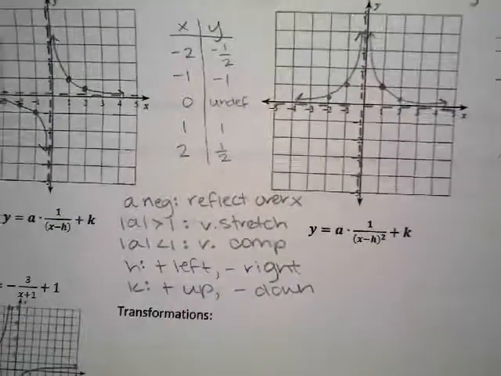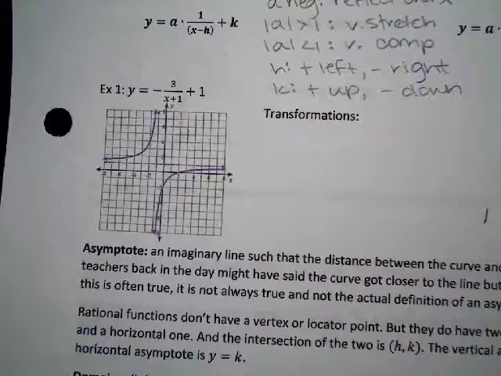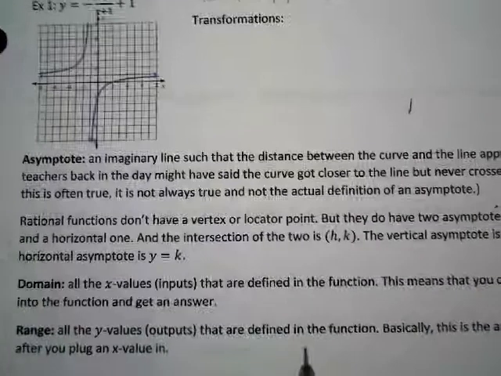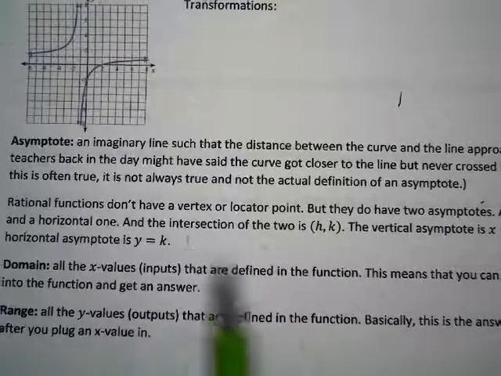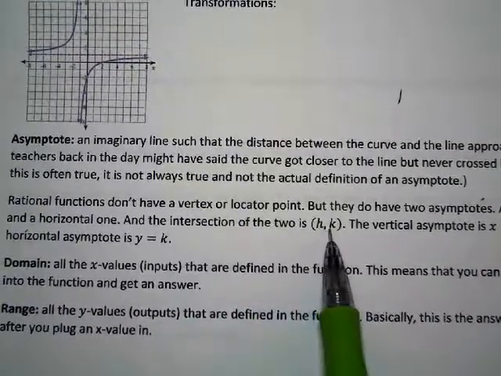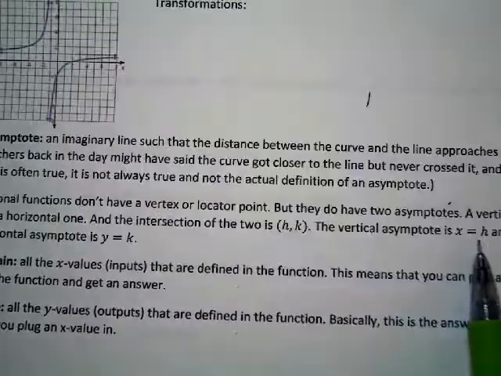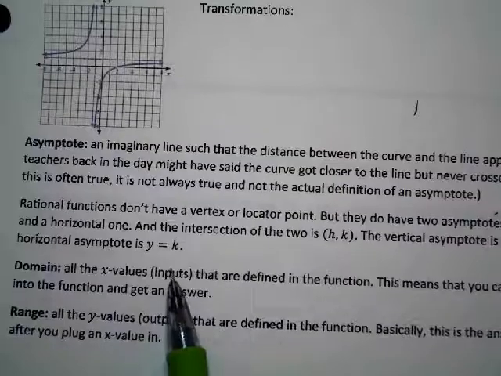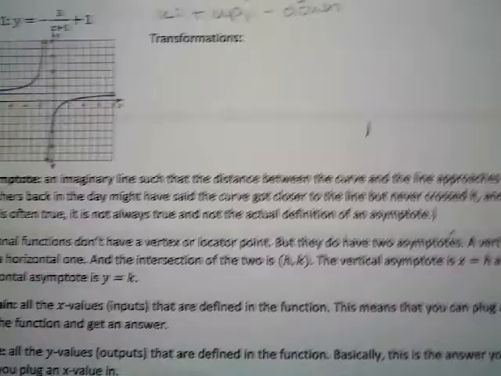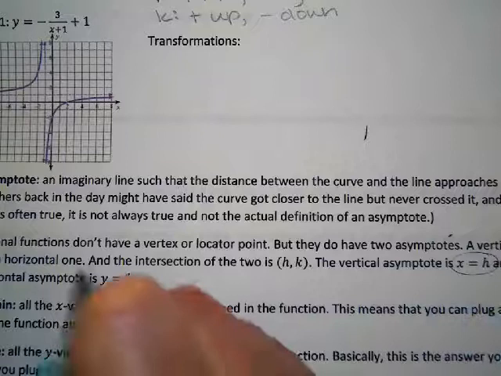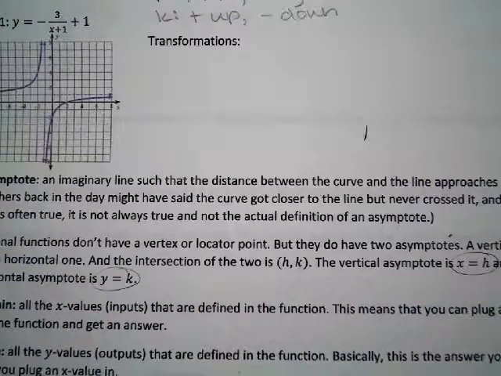All right, rational functions do not have a vertex or locator point, but they do have two asymptotes. They have a vertical and a horizontal one. The intersection of the two is the (h, k) that we're used to. So that's where the (0, 0) is, the intersection of that vertical and horizontal asymptote. The vertical asymptote is x equals h. The horizontal asymptote is y equals k. I would circle that or highlight that with a marker or a highlighter or whatever, that's going to be important, okay?